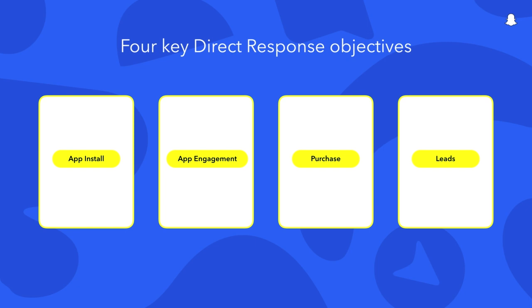The third, driving web traffic and conversions. Recommended for brands trying to drive actions on their website. And the last, driving lead gen as a goal. Use web view attachment to gain leads. Now let's see these in greater detail with examples.